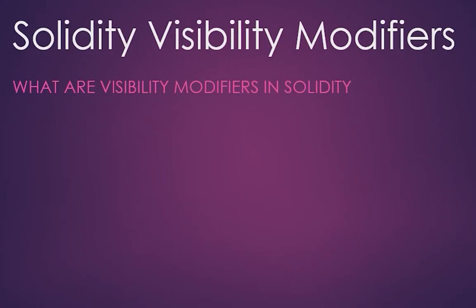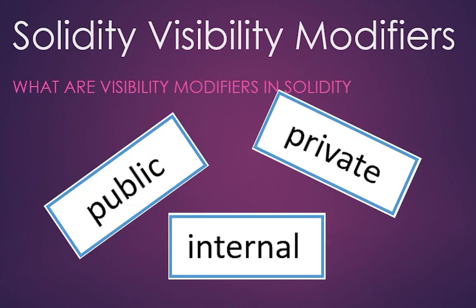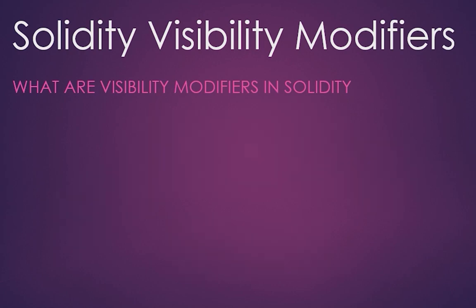Hi tech family, welcome to part 19 of the Solidity programming language course. Now we are going to learn what visibility modifiers are in the Solidity programming language. Basically we have four types of visibility modifiers in Solidity: public, private, internal and external. And we are going to learn them one by one in this video.